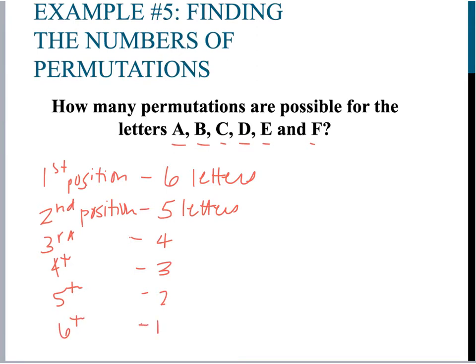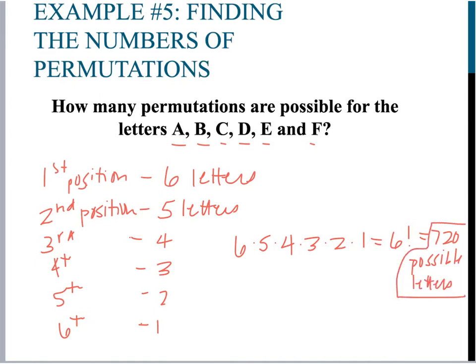So essentially what we would do is multiply these: 6 times 5 times 4 times 3 times 2 times 1, which is the same thing as 6 factorial, and we will get 720 possible permutations. All right, let's take a look at the next one.